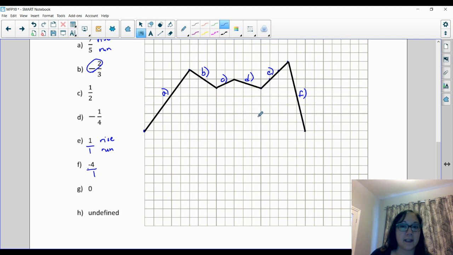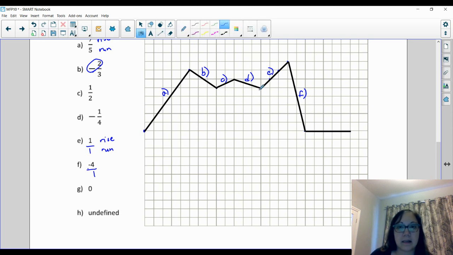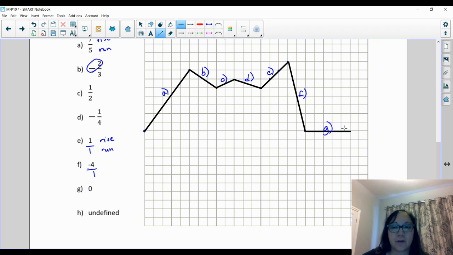Segment G is a slope of 0. Remember from our previous examples, a slope of 0 is just a horizontal line. So I can draw that going on as long as I want here. So there is segment G. And then H is undefined, which of course means a vertical line. So I'm going to go H.